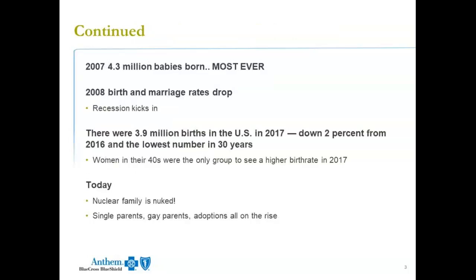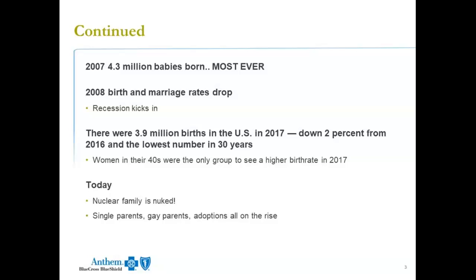Now let's skip forward to what's going on close to our time. In 2007, the birth rate was 4.3 million babies born, and this is the most ever recorded. The exact number is 4,315,000 babies. In 2008, birth and marriage rates dropped because the recession kicked in, which began in December 2007 and ended about June 2009. There were 3.9 million births in the United States in 2017. This was down about 2% from 2016, and the lowest number in 30 years. Women in their 40s were the only group seen to have a higher birth rate in 2017. There were more marriages, but fewer births in 2017.